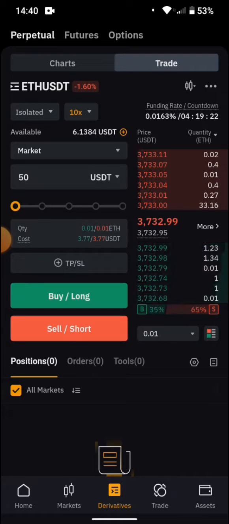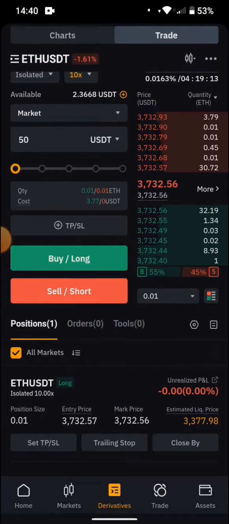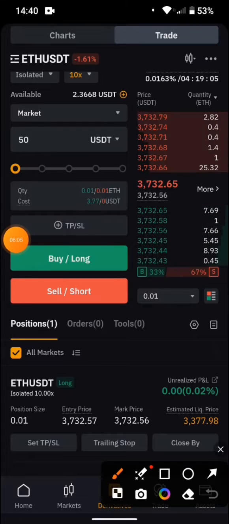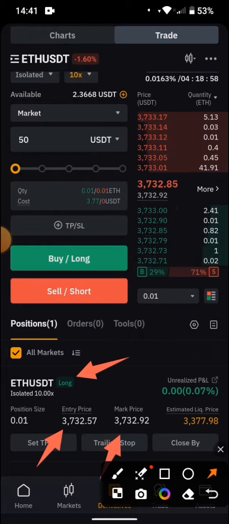Now we are using isolated. What does this mean? Now let's say I want to go long or buy. So now we are in the trade. We have entered the trade. This is not a demo, this is a live trade. You already know this is your entry price, the price at which you enter. This is the current market price. When you say long, you are saying the price is going to move to the upside. So we enter at 3,732.